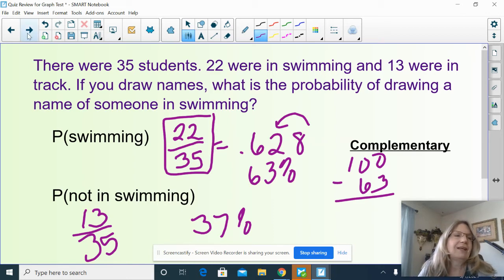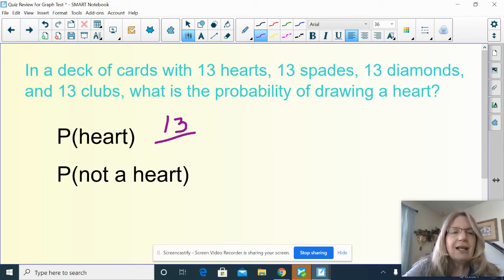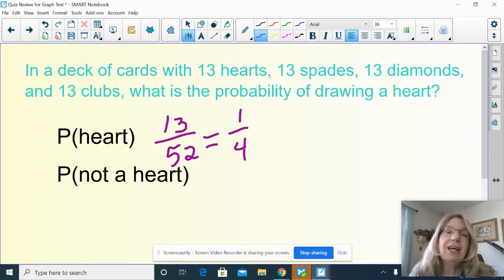Okay, here we go. In a deck of cards where you have 13 hearts, 13 spades, 13 diamonds, 13 clubs, what's the probability of drawing a heart? We got this, right? There's 13 hearts, and a card deck is 52 in all. And then if you reduce that, that's 1 out of 4. Every 1 out of 4 cards is a heart. And then if you change that to percent, we've done that, 0.25 or 25%.